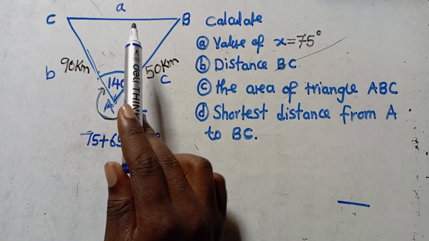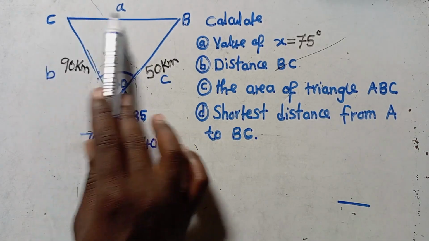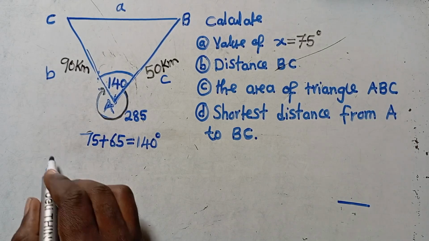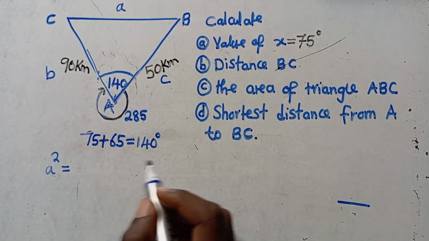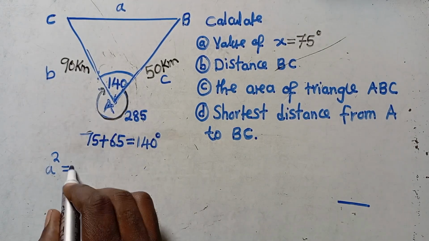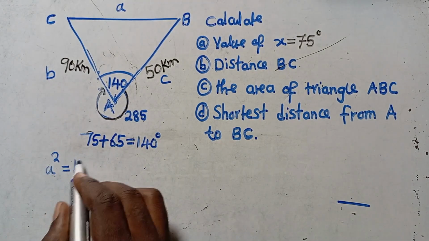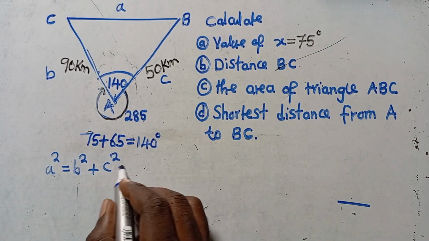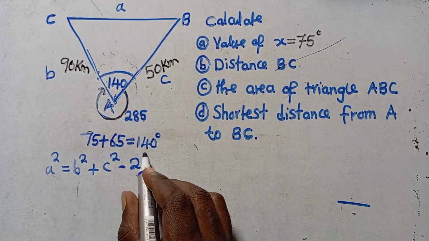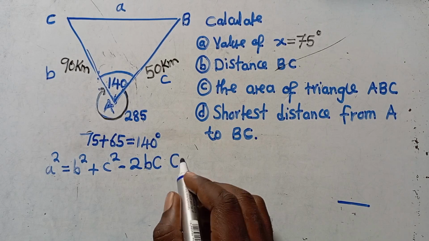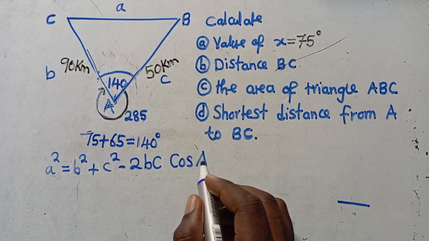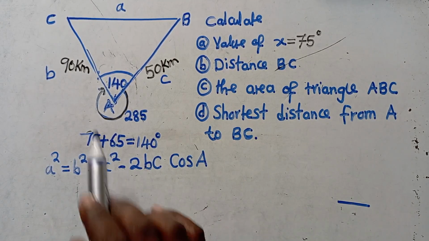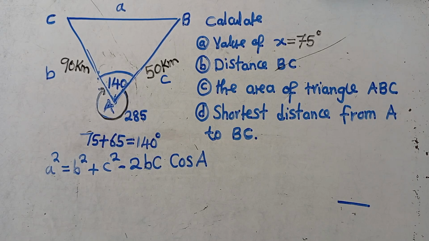So for us to find the distance BC, which is just the same as small a, we say a squared is equal to, we add the two sides that are given. We are coming up with the formula. B is given, so b squared plus c squared minus 2 times bc, then cos of the angle that is given, which is A. So this is the particular formula I'm going to use. Then I just substitute in this formula that is here.